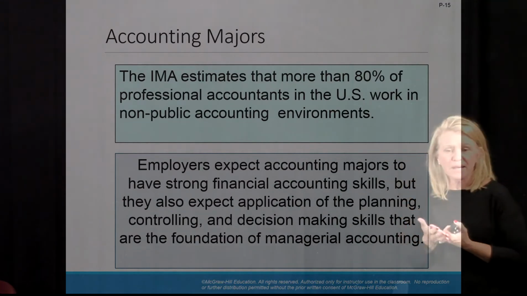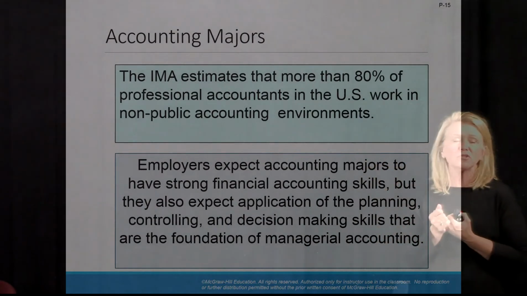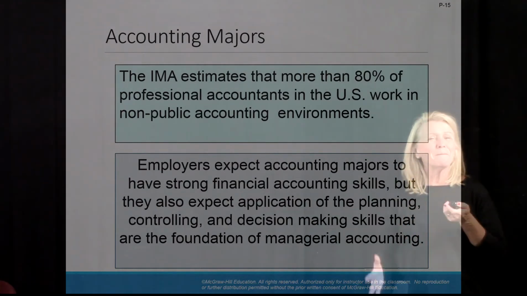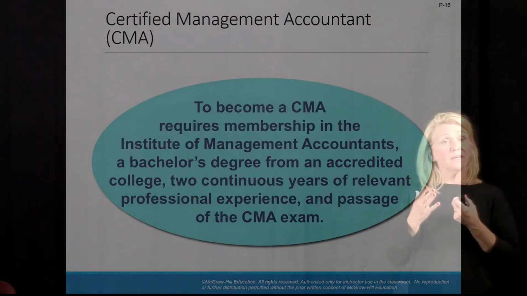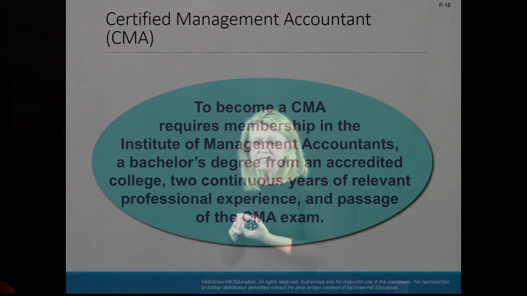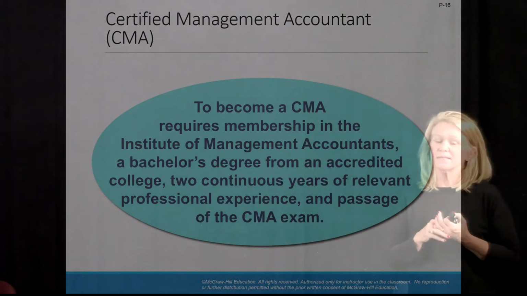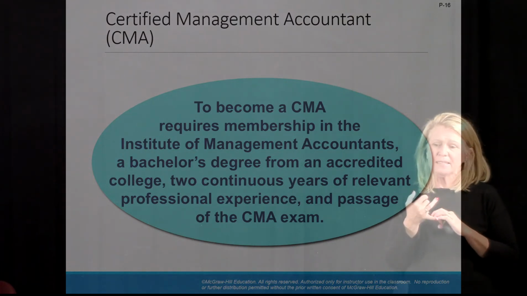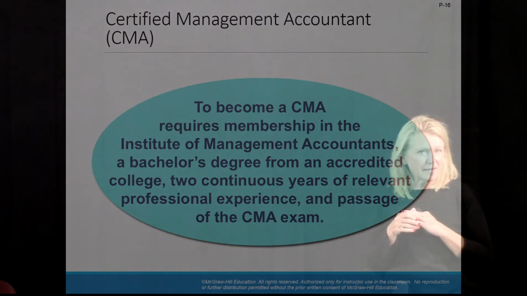Employers, though, expect accounting majors to have strong financial skills. You're also expected to be strong in planning, controlling, and decision-making. And that is the main job of a managerial accounting. So we've talked about CPA, Certified Public Accountant, in Accounting 209. In this class, we're going to talk about a CMA, a Certified Managerial Accountant. And here's what you got to do. You have to have membership in IMA. You have to have a bachelor's degree, 2 years of experience, and pass the CMA exam.